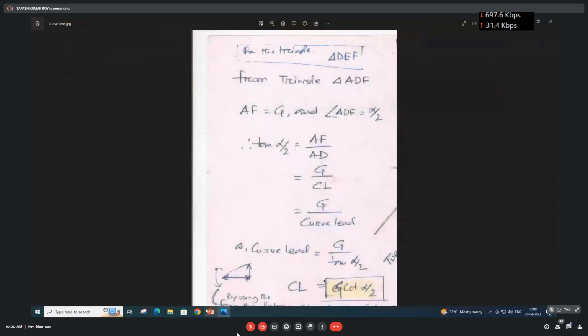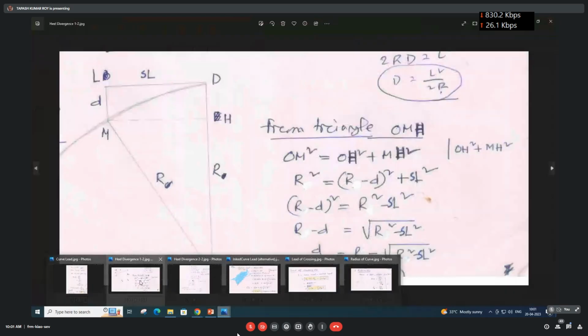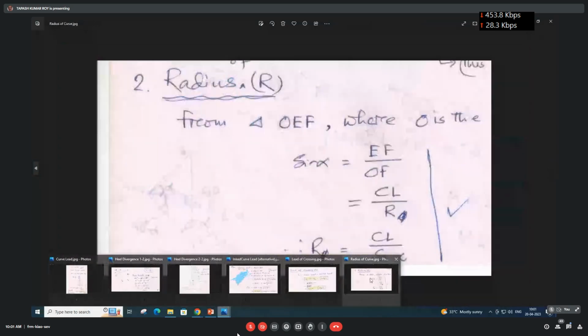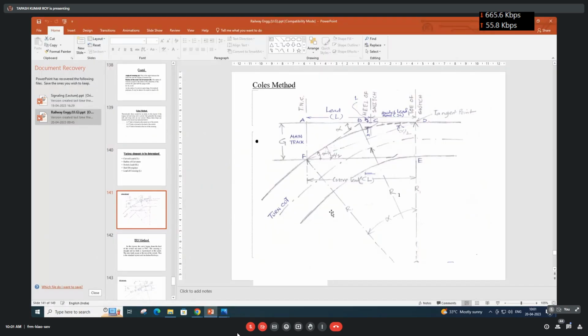Now to find out the radius of curvature, this is the radius of curvature. Very simple. What will we do? We will consider the triangle OEF. We'll come to the picture. O is here, this is O, E, and F. We'll consider the triangle OEF. What will we find out? This one, in terms of CL, as we have already determined.